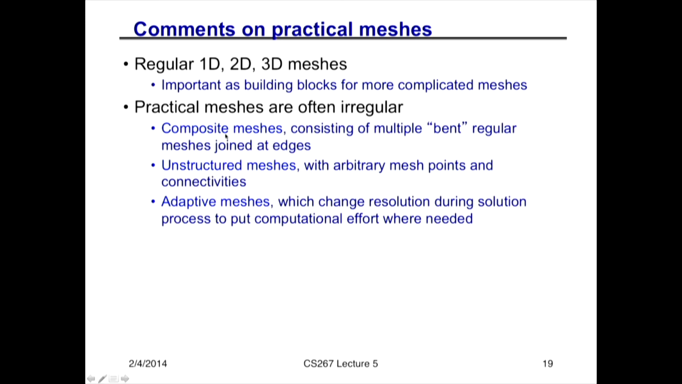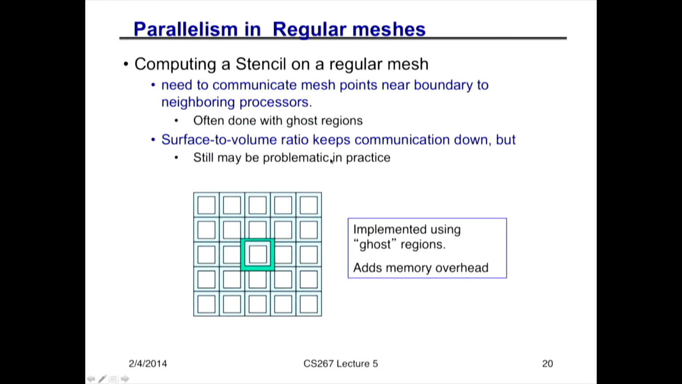Well, we can take a bunch of regular ones and glue them together to get sort of composite meshes. I can also have totally unstructured meshes. You're doing a finite element model of some arbitrary widget that's going to be irregular. And people also often have adaptive meshes, because the physics is going to change. You have some flame front going through a material that you're simulating, and you have to change the mesh as the flame front moves.